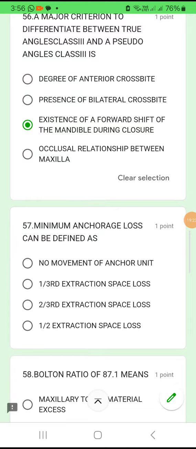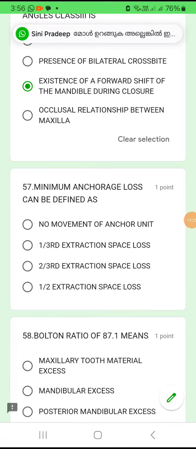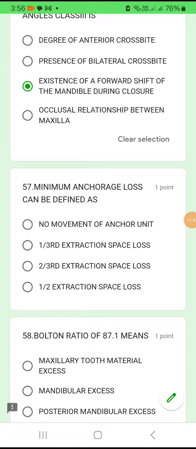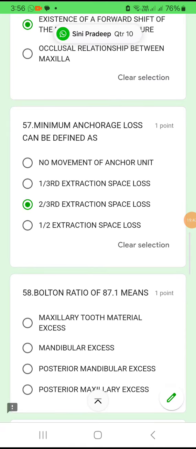Question number 57, the minimum anchorage loss can be defined as no movement of the anchor unit, 1/3 extraction space loss, 2/3 extraction space loss, or half extraction space loss. So it is mainly minimum anchorage loss can be defined as 2/3 extraction space loss. Option C is the answer.